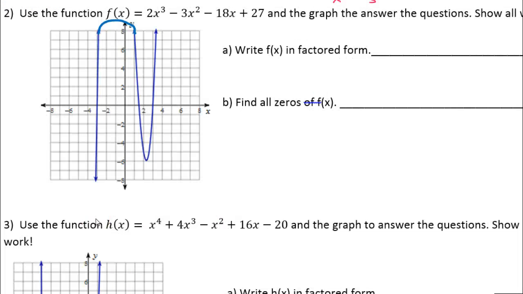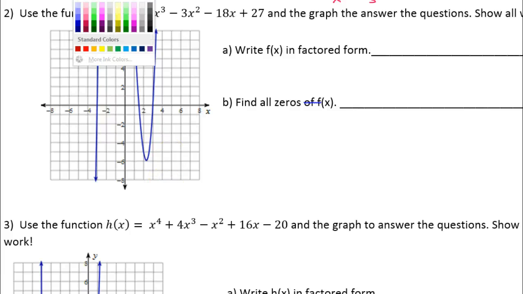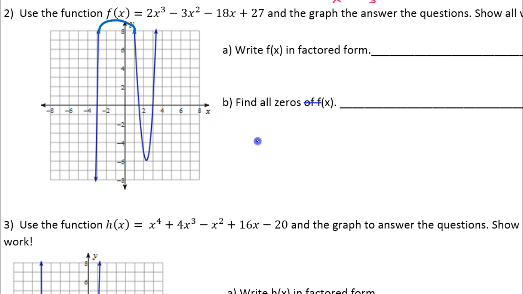Alright, the next two problems are very similar, so I'm just going to keep going with the same video. Okay, so number 2, again, just like on the previous problem, we're looking for factored form and we're trying to find all the zeros of the function.